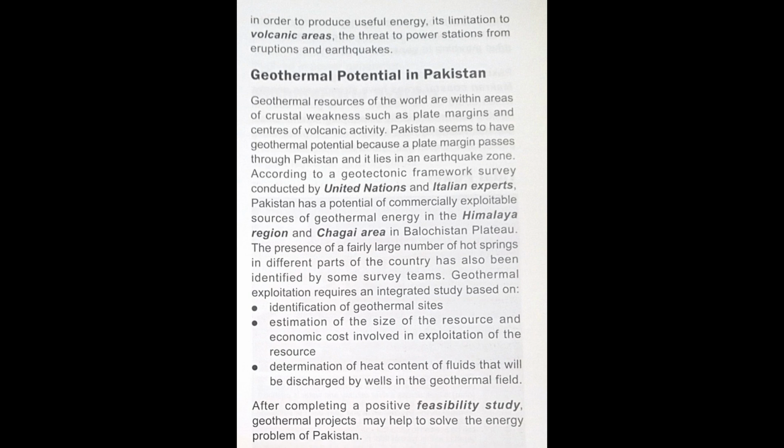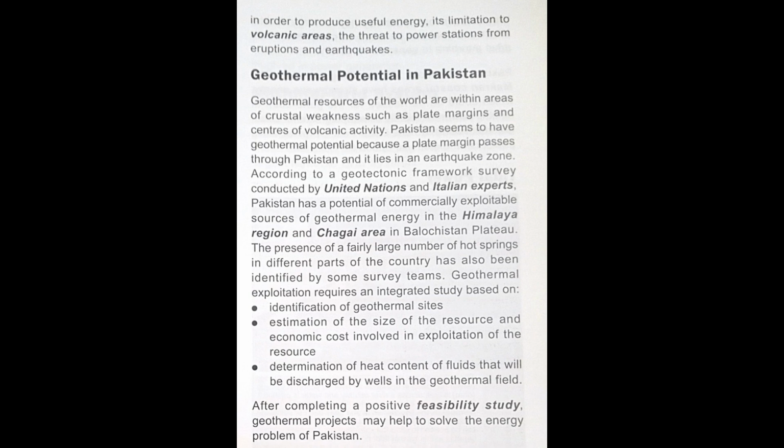Number two, estimation of the size of the resource and economic cost involved in exploitation of the resource. Again, there should be proper estimation of the resources, size, and economic cost involved in the exploitation of the resource. Number three, determination of hot content of fluids that will be discharged by wells in the geothermal field.